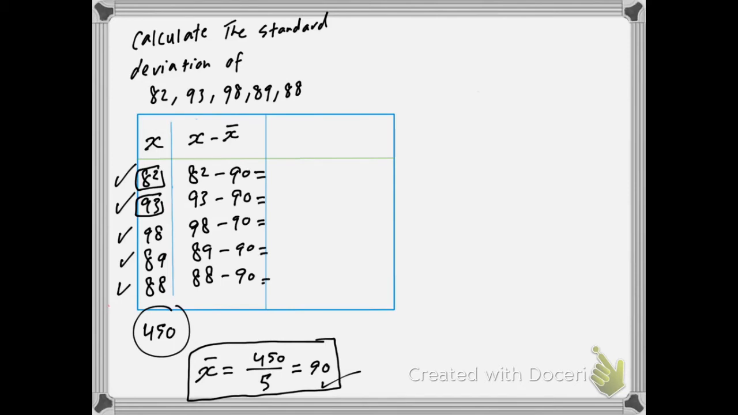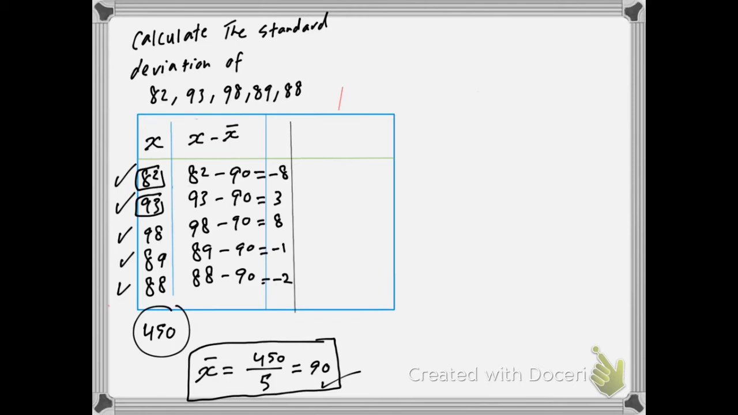Then it will give us 82 minus 90, it will become negative 8. And 93 minus 90, it will become just 3. And 98 minus 90, it will become positive 8. And again, 89 minus 90, it will become negative 1. After that, 88 minus 90, it will give me what? It will give me negative 2.